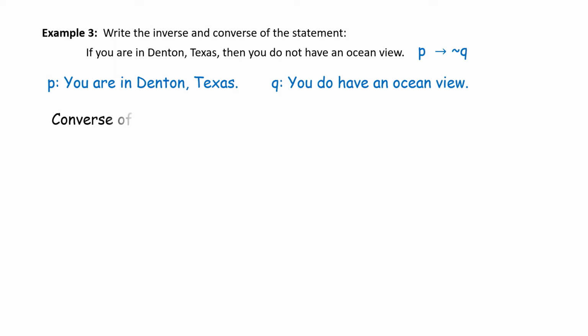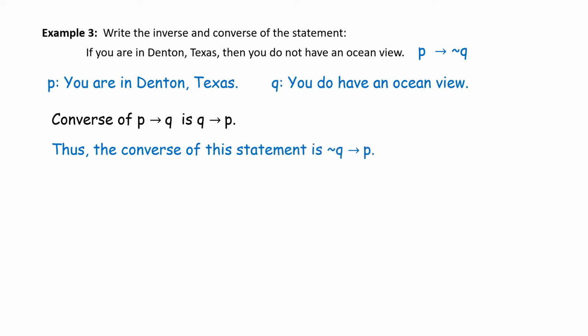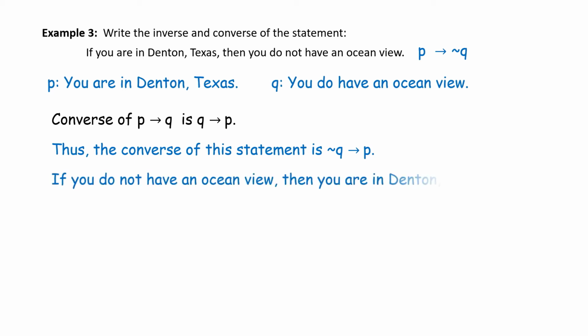The converse of P implies Q is Q implies P. Just switch the order. Thus, the converse of this statement is not Q implies P. Let's replace those symbols with words. If you do not have an ocean view, then you are in Denton, Texas.